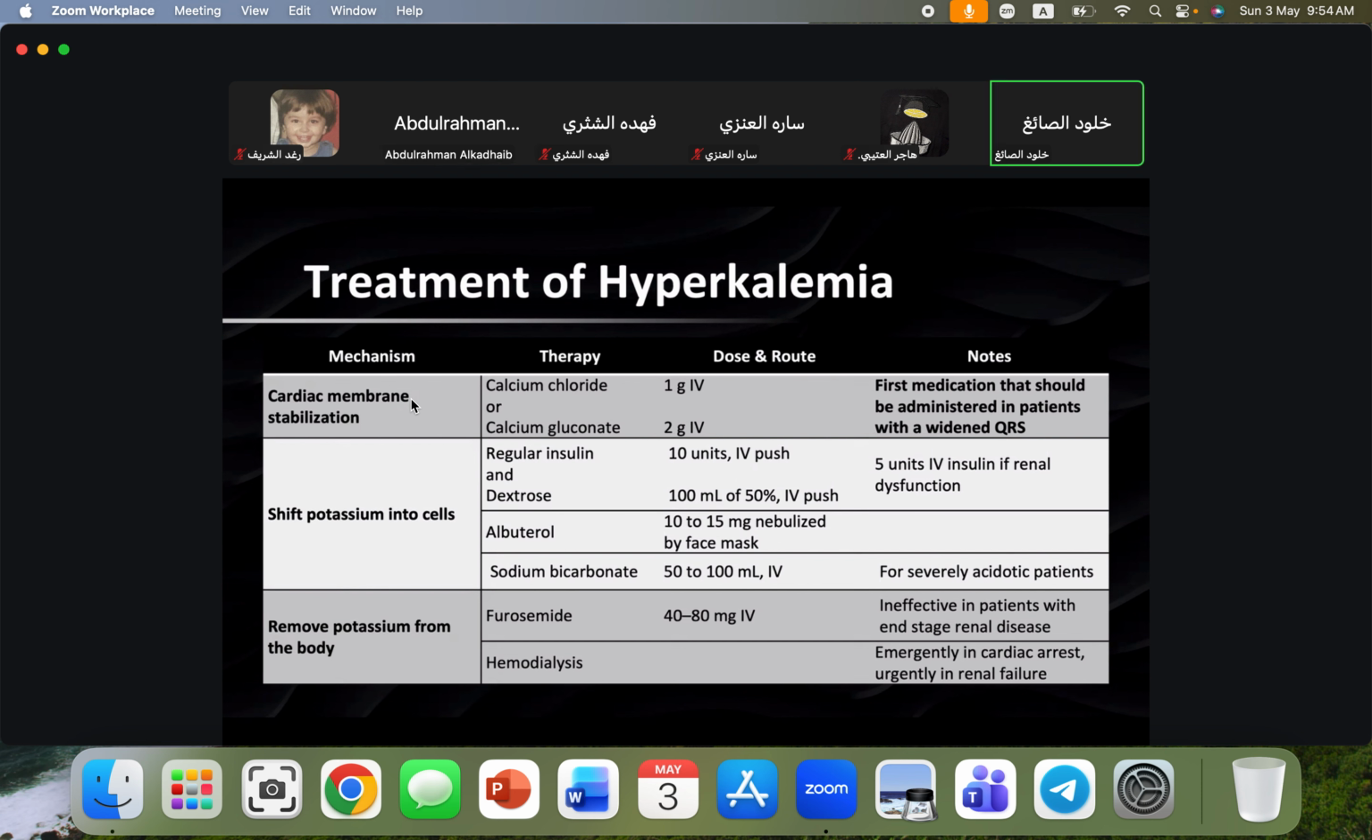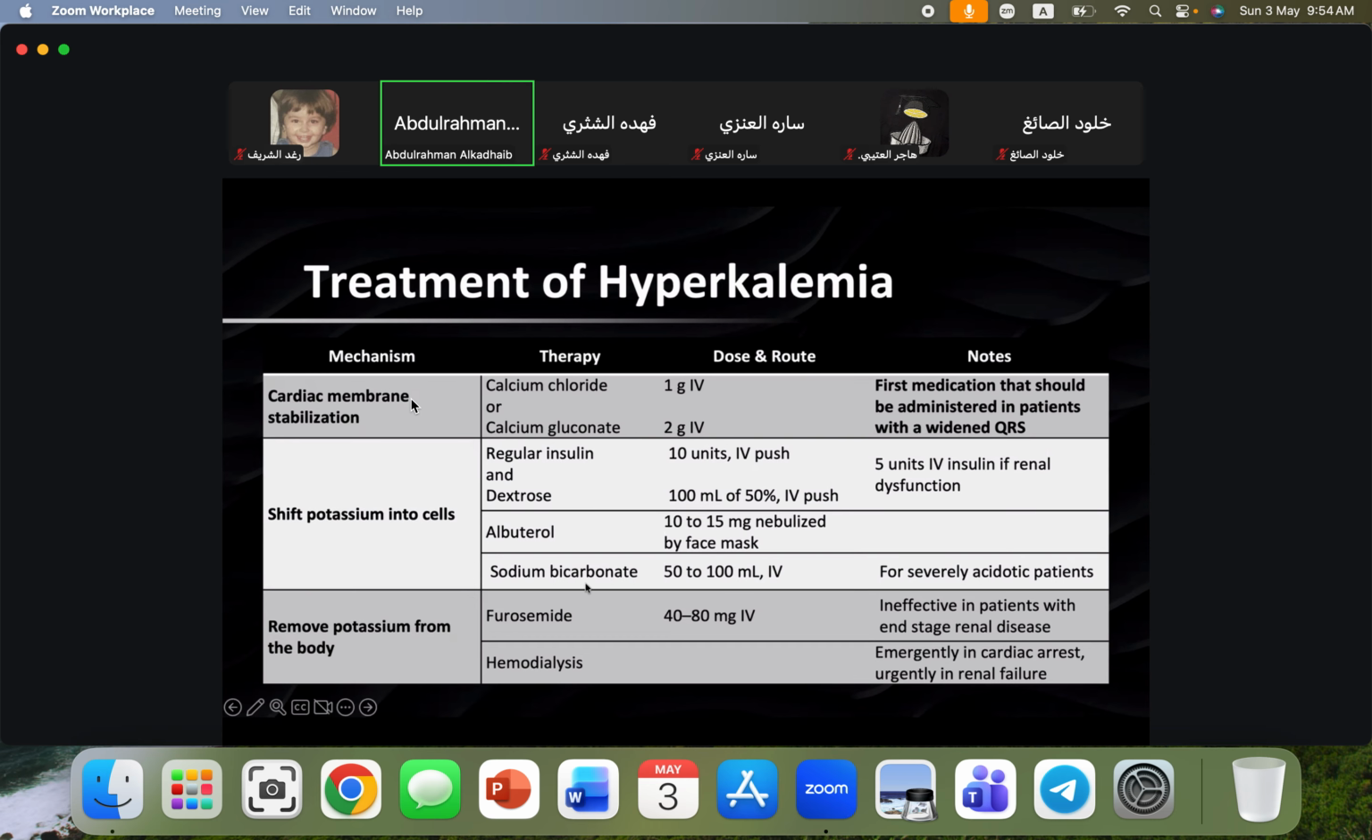Low blood glucose. Exactly. So that's why we should give a lower dose of insulin, just to prevent further drop in the glucose level in those patients. And the other medication, as we said, is albuterol, or salbutamol, and we can give it in a nebulized dose through a face mask.